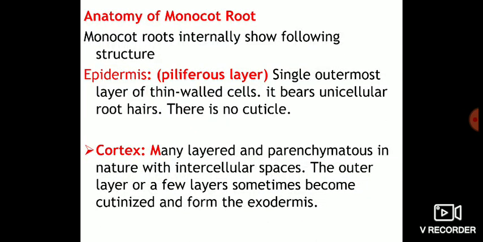Welcome back once again. Dear students, today we will talk about anatomy of monocot root. Internally, monocot root shows following structural details.